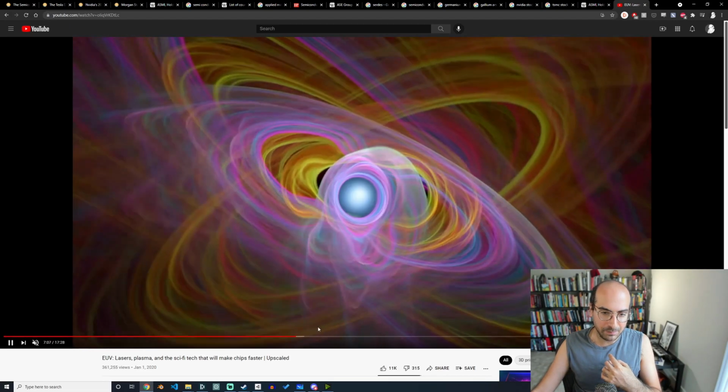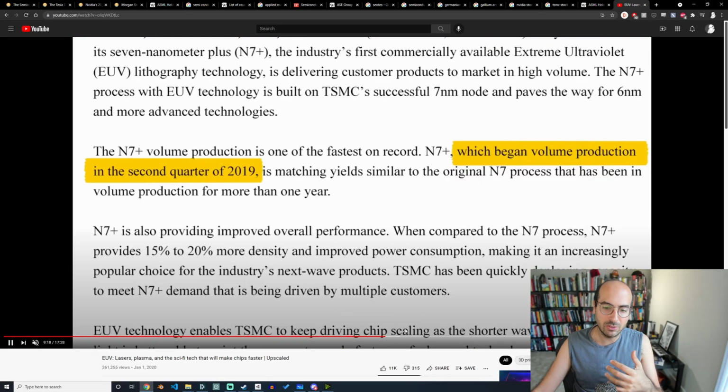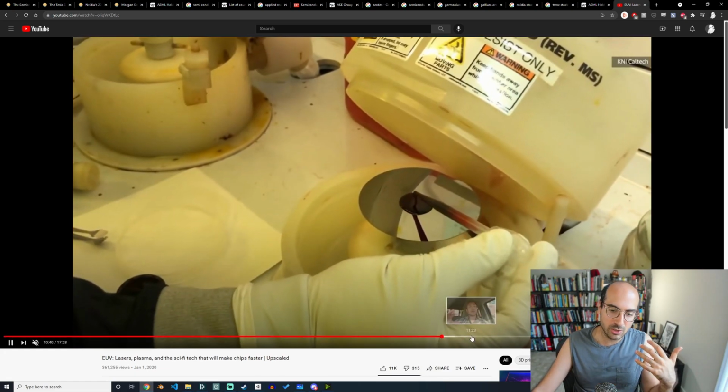So again, this is why, even if you do decide to build technologies like this, it's not like you can just go decide to do it.